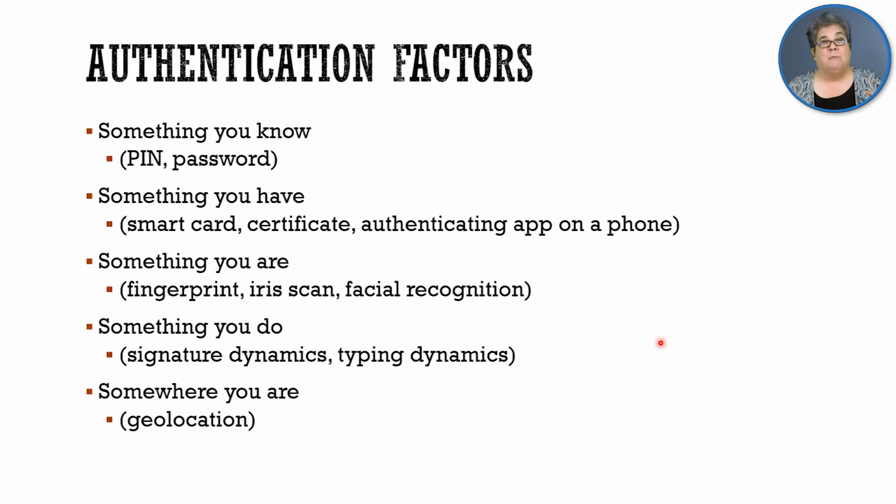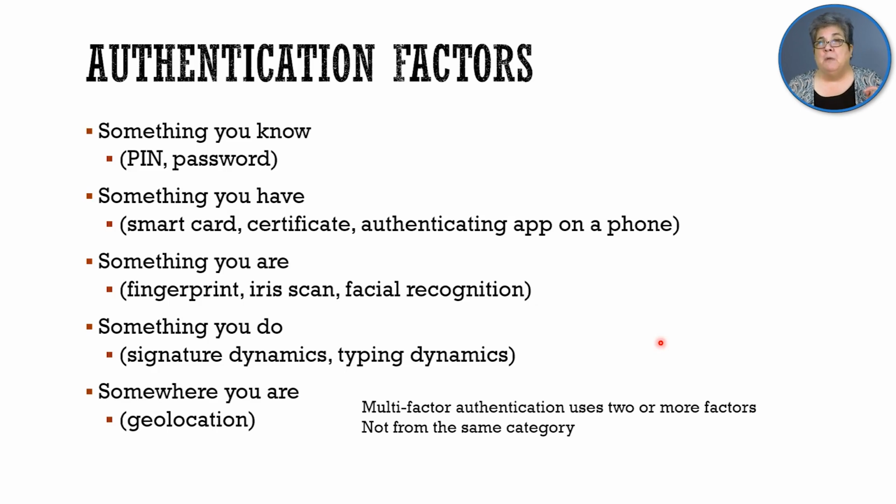And there's also one more, somewhere you are, geolocation. Now that's not real strong, but you use it along with other things. Like 5 minutes ago, you were in North America, and now 5 minutes later, you're in East Asia? I don't think so. So somewhere you are. Usually proved with something you would have like your phone. Multi-factor authentication will use 2 or more factors, but not from the same category. So I would have a smart card and a PIN.